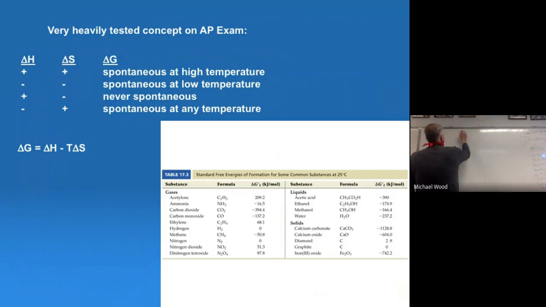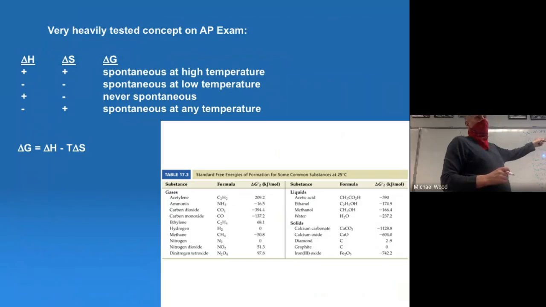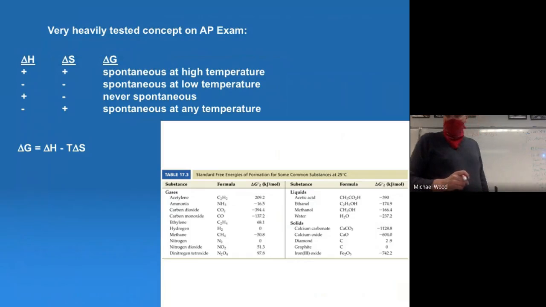You remember what we're trying to do to get this spontaneous. We want this to be negative. We want the delta G to be negative. And to be honest with you, the questions that they put on the AP test are usually the first two. So let's kind of just think about this process and go through this process here a little bit.